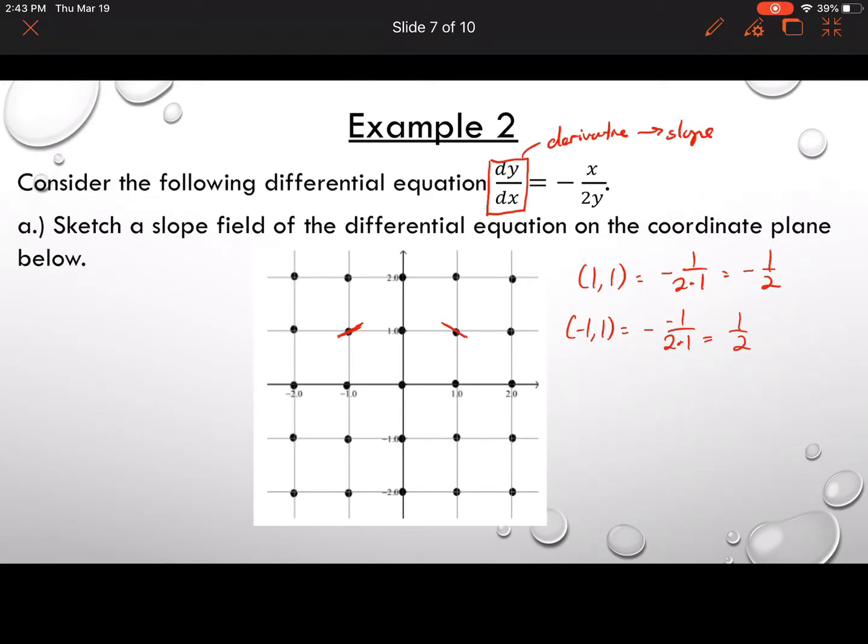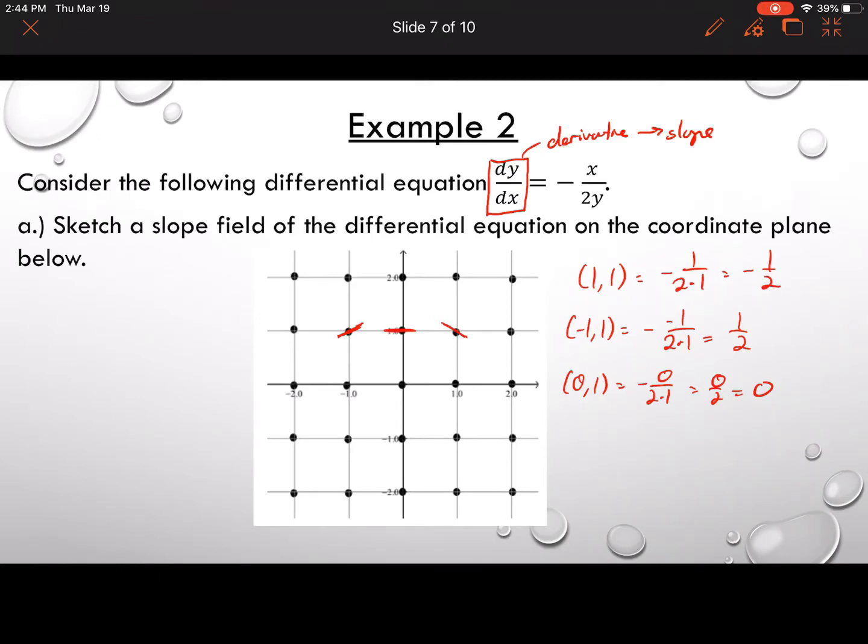You would plug in the appropriate x and y values and then just draw the appropriate slope from there. So now let's do the next one. Let's do 0, 1. So 0 for x, 1 for y. So that's just 0 over 2, which is 0. Now, remember, a slope of 0 is a flat horizontal line. So at 0, 1, we are going to have a flat horizontal line. All right, so something like that.